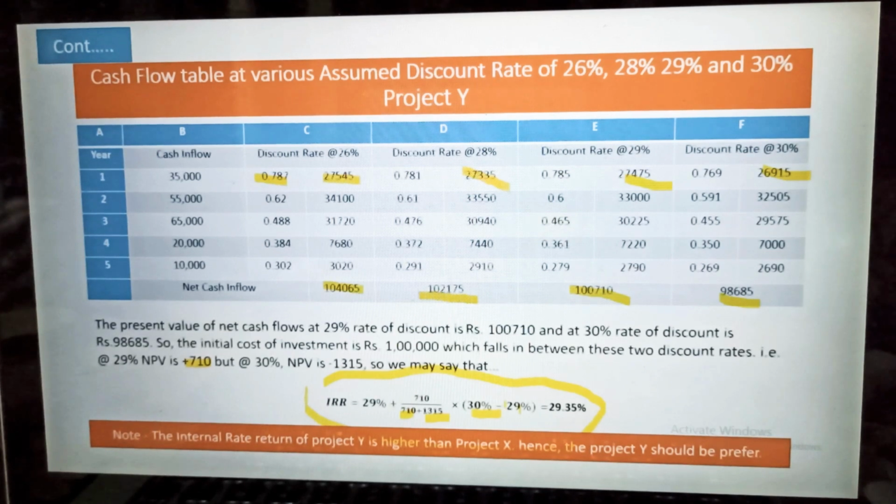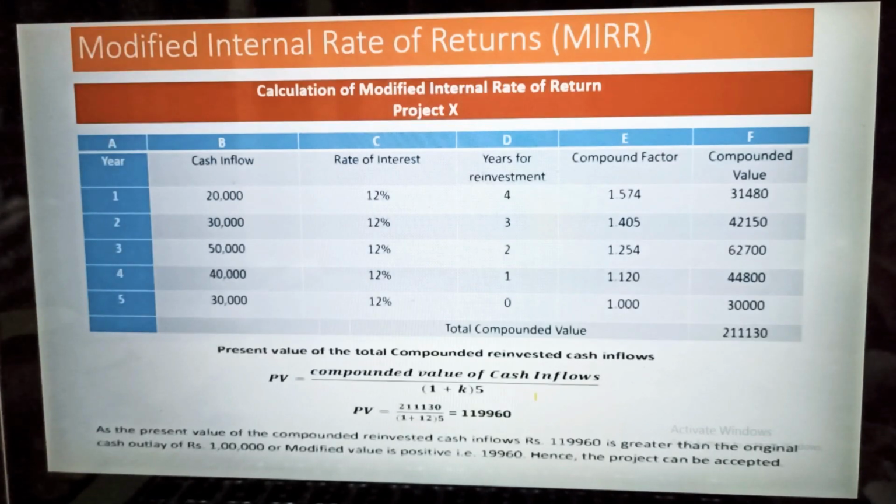See, in both the cases, both the projects are again acceptable, but how will you accept out of these two? You can check here the note I have written: the rate of return of the project Y is higher than the project X, hence the project Y should be preferred. So in this case also you should prefer the project Y, because it is giving you the higher internal rate of return. Now I will talk about the modified internal rate of return.